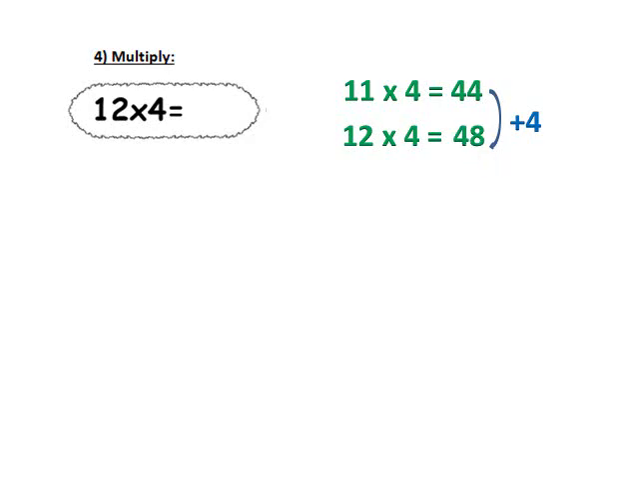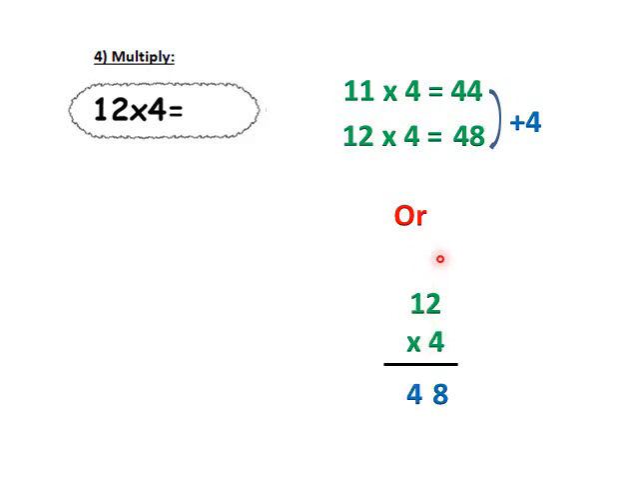There is another way to solve it. I will multiply using this way. 12 multiplied by 4. First, I multiplied 4 by the number in the ones place, in the units place. 4 times 2 is 8. 4 times 1, 1 is the digit in the tens place. So I multiply 4 times 1, which is 4.